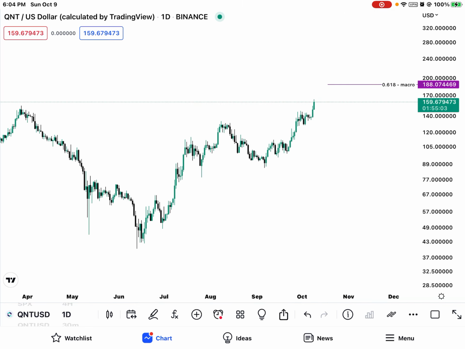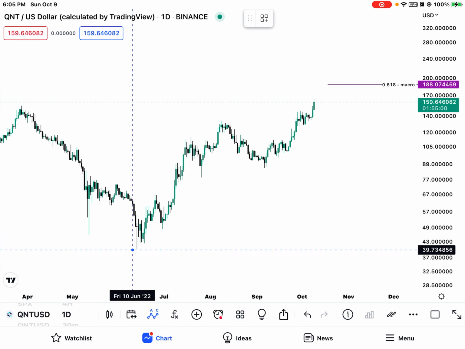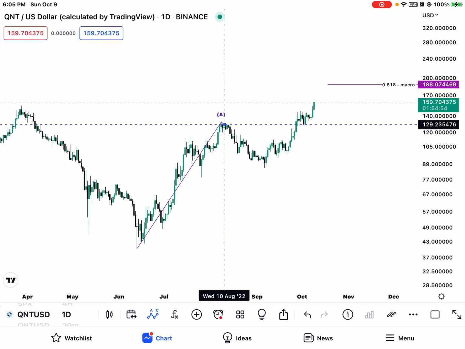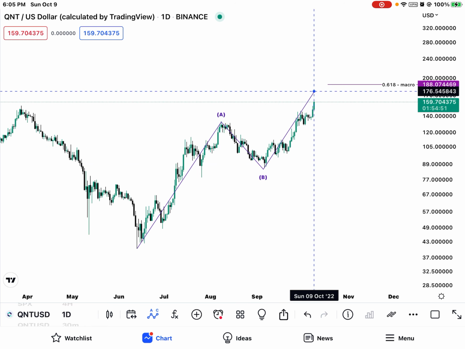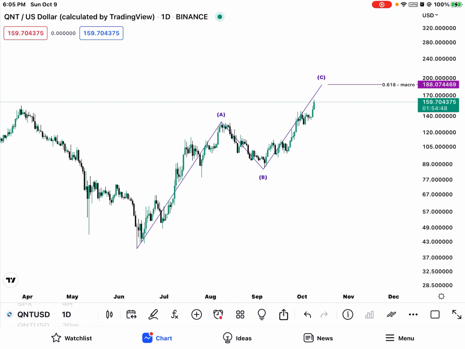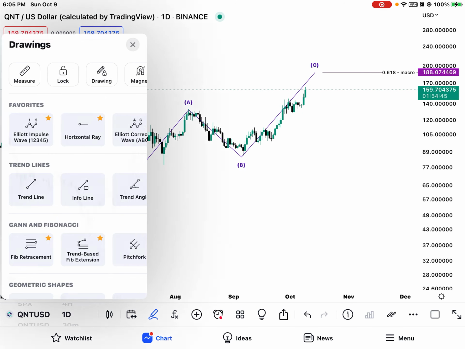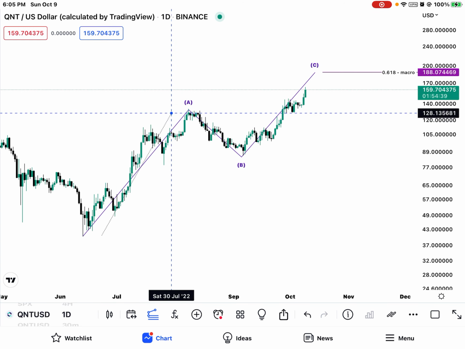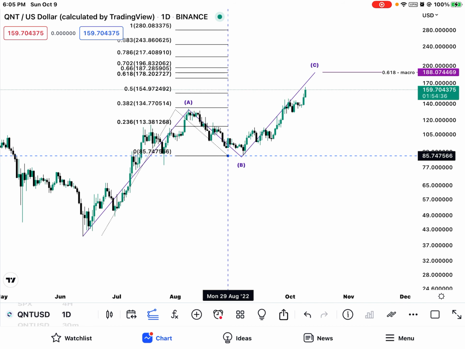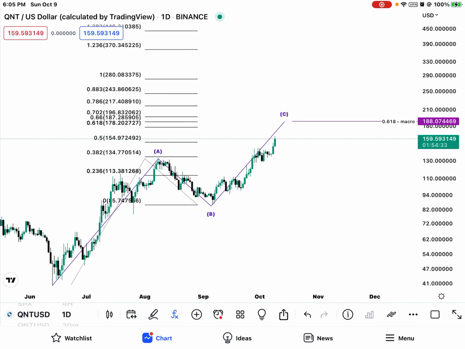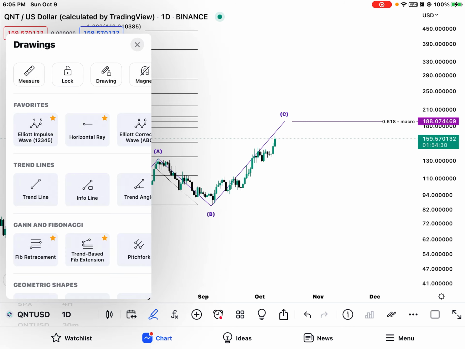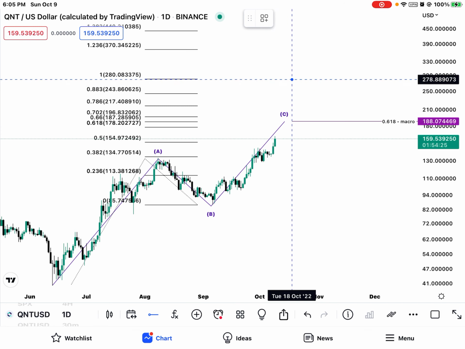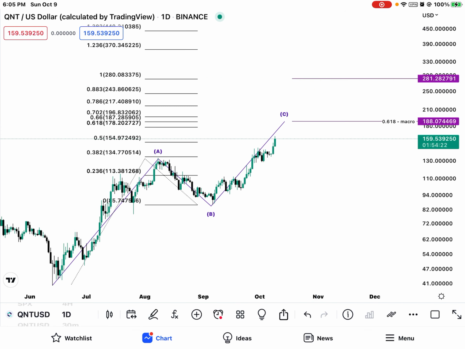Macro 0.618, okay? And what we could be doing for our bear case is we could be just doing a simple A, B, and C. Now, where can our C leg hit? Usually C legs do hit the 100% Fibonacci, and they're equal to that of your wave A. Your wave C would take you to about $280.